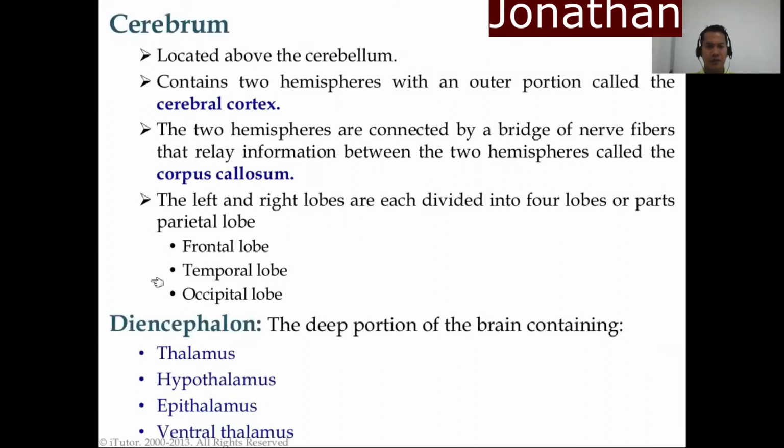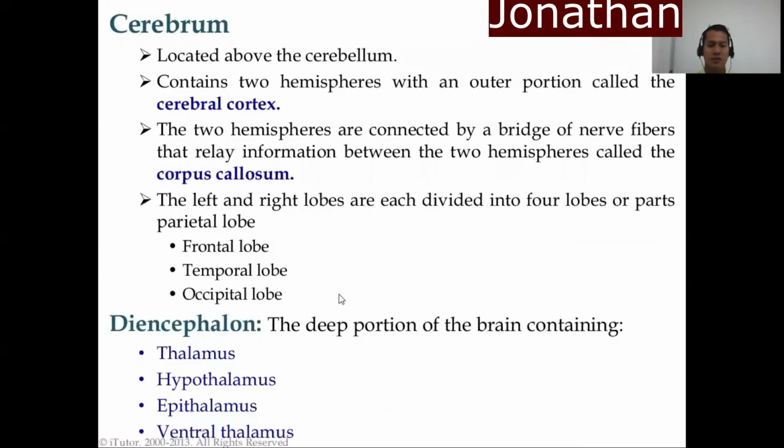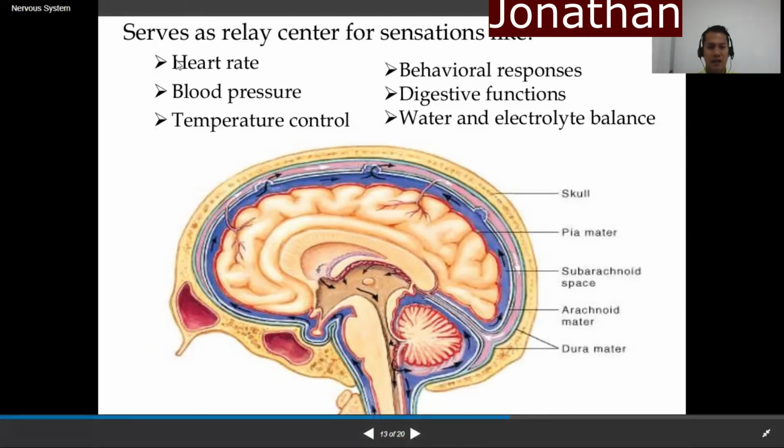Cerebrum. So let's talk about the cerebrum. Located above the cerebellum, it contains two hemispheres of the cerebral cortex, which are connected by the corpus callosum. There are the frontal lobe, temporal lobe, and occipital lobe. All right, I'm not going to talk much about this one. But basically, it serves as a relay center for sensations like heart rate.